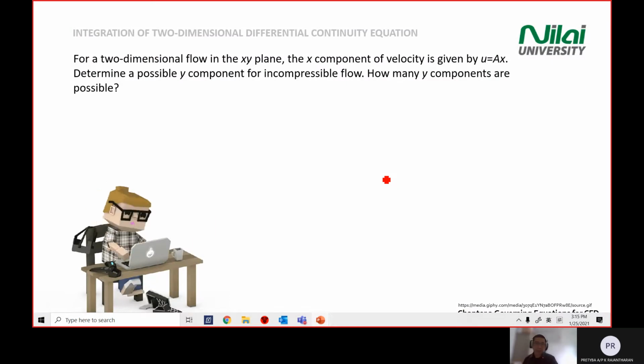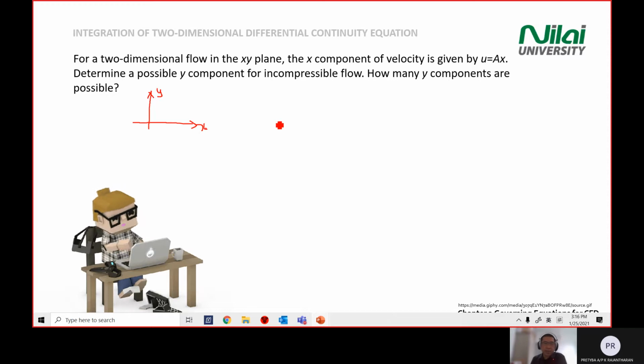Question number 7. So let's say you have a simple case. You have a two-dimensional flow in a 2D plane, in an XY plane. The x component of the velocity is given by u. So let's say your u equal to ax. Determine a possible y component for incompressible flow. How many y components are possible?